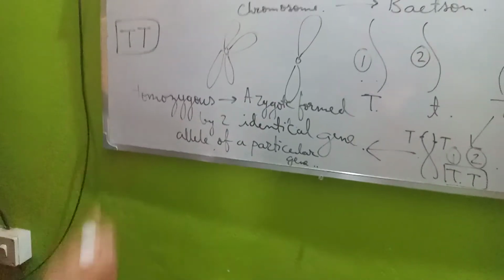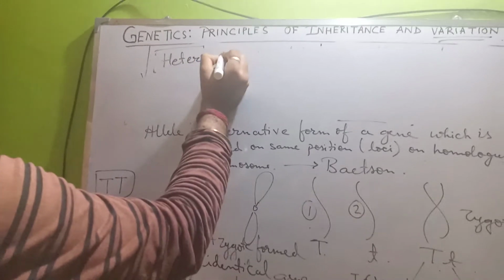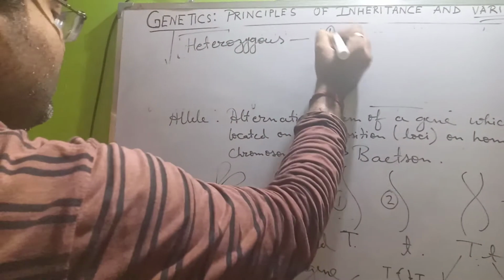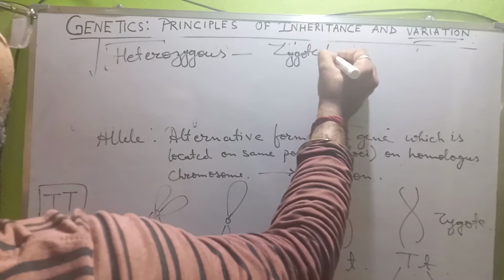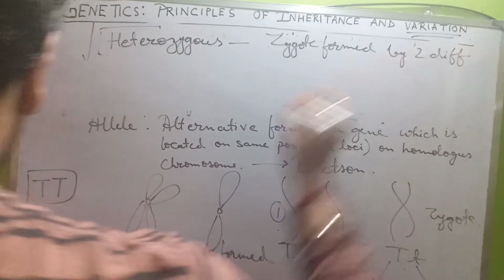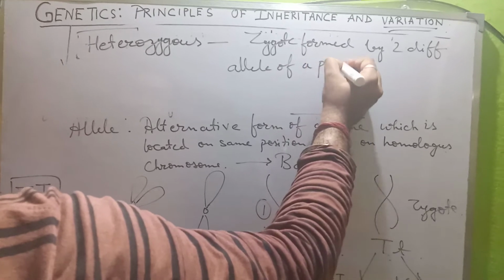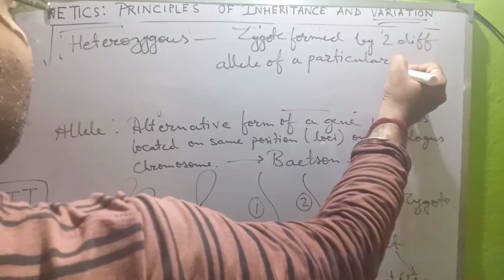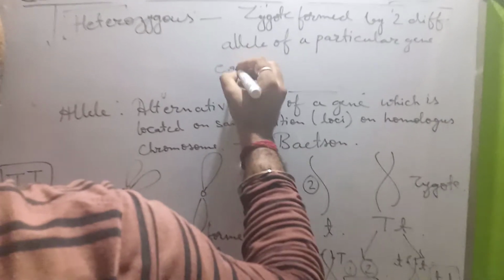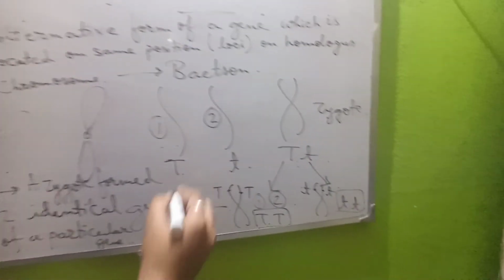Now similarly you can understand what heterozygous will be. Heterozygous is a zygote formed by two different alleles of a particular gene. For example, if I say capital T and small t, these are the two alleles which are coming from two different parents, one from the father, one from the mother.